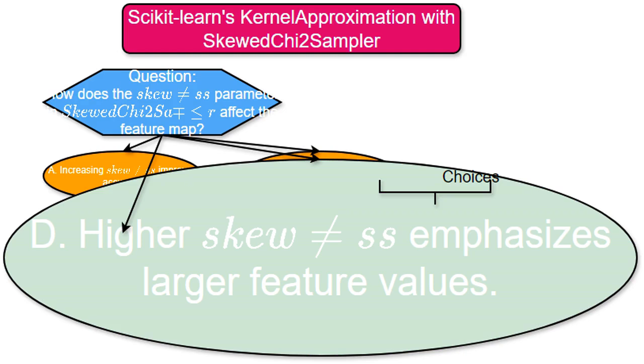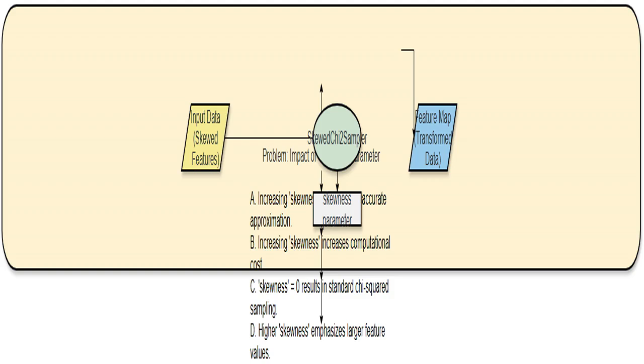That's precisely the point. The whole purpose of the skewness parameter is to give more weight to larger features. This is especially helpful when your data has a skewed distribution, as it helps counteract the influence of those long tails in the distribution. This question focuses on how changing the skewness parameter in the SkewedChi2Sampler affects the way your data is transformed and how accurately it represents the original data.